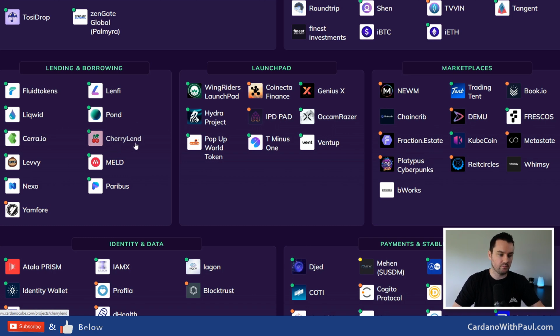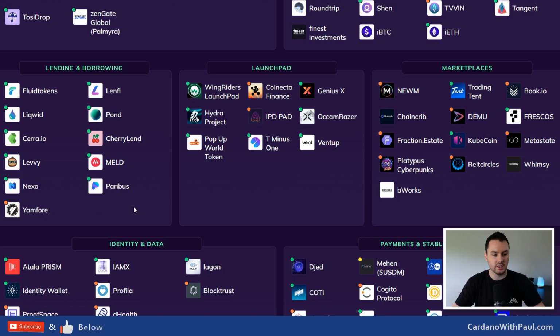Cherrylend then is another lending and borrowing. They did fork the LendFi V1 code because LendFi have open sourced all of their code, which is brilliant, really helps others build on Cardano. And Cherrylend have forked that and have their own lending and borrowing. Yam4, another version of lending and borrowing, done a little bit different with no liquidations, and there is an interview on the channel with the founder from Yam4 if you want to check that out too.